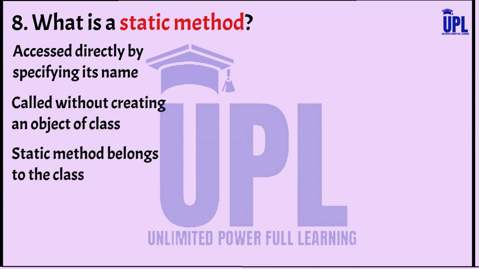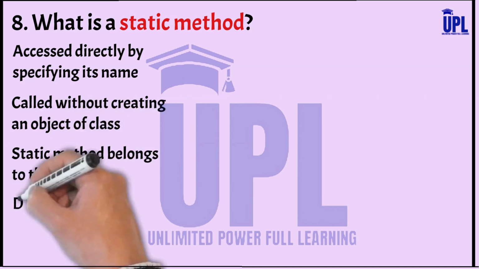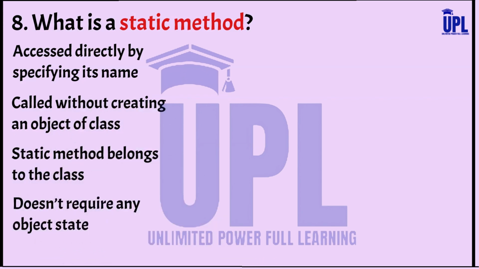A static method doesn't require any object state. So when you do not want to access instance variables, you can call static methods without instantiating the object. Now let's have an example of a static method.